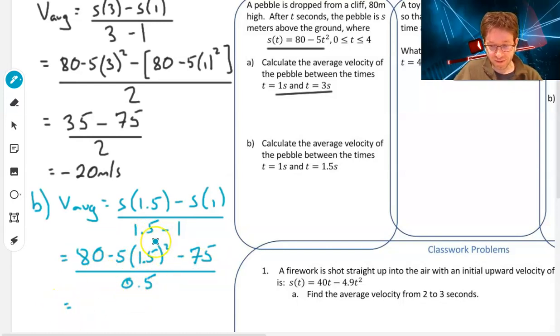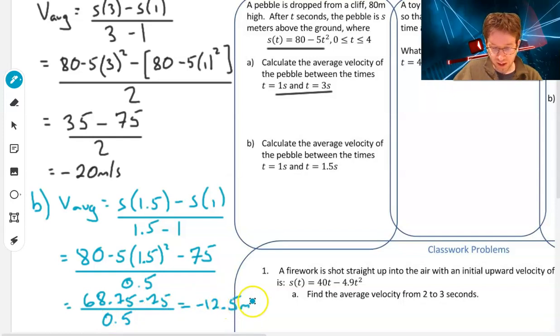All right, so we can figure out the function at 1.5. 1.5 squared is 2.25 times 10, and then 80 minus that would be 68.75, minus 75 all over 0.5, which is negative 12.5 meters per second.